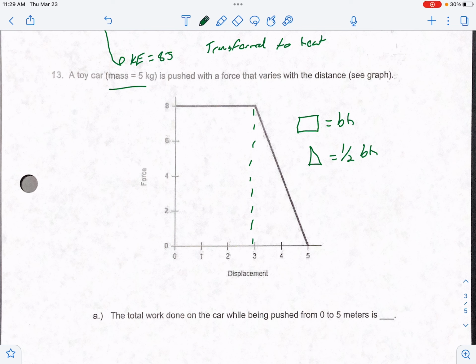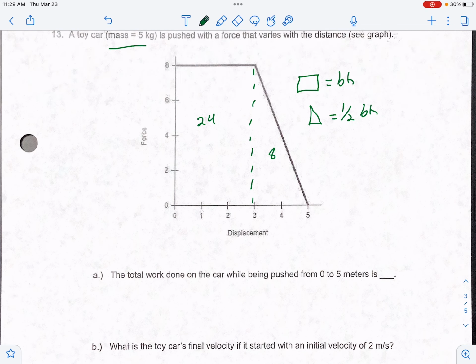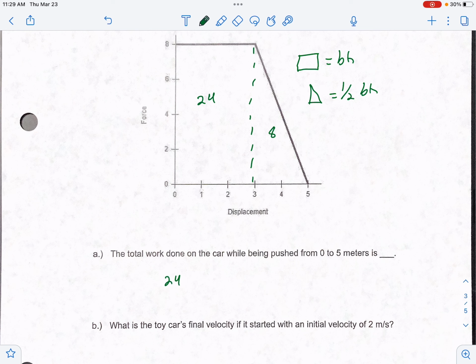I'm going to find the area of those. Okay, so my rectangle has a base of 3 and a height of 8. So 3 times 8 gives me 24. Okay, my triangle has a base of 2 and a height of 8. So 2 times 8 gives me 16. And half of that would be 8. So it says in part A, the total work done on the car while being pushed from 0 to 5 meters is, okay, so I just got to add those up. So 24 plus 8 gives me 32 joules.